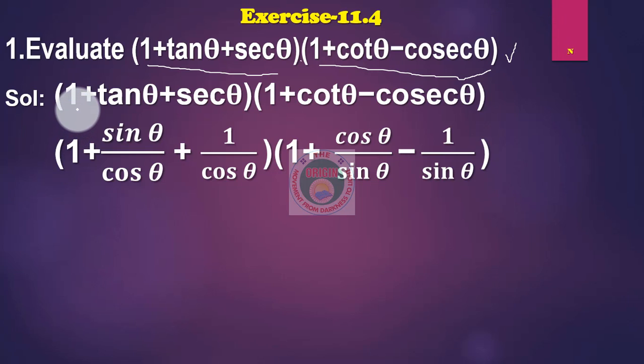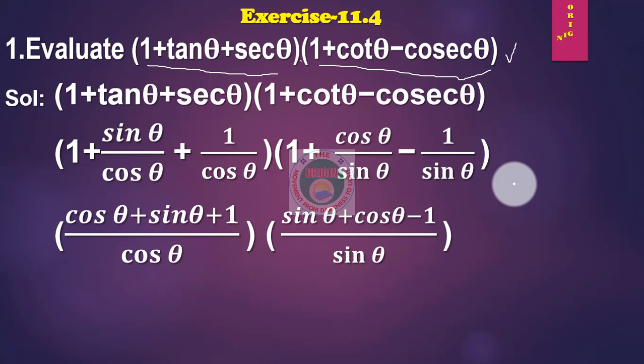How are we converting? According to the formulas and their relationships, we can convert 1 plus tan in terms of sine and cos: sine theta by cos theta. Secant in terms of cos is 1 by cos theta, into 1 plus cot theta, which in terms of sine and cos is cos theta by sine theta. Cosecant theta is 1 by sine theta. This is how I converted trigonometric ratios in terms of sine and cos.